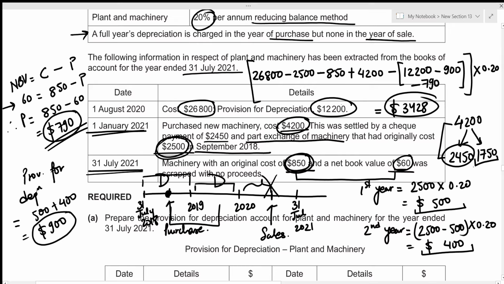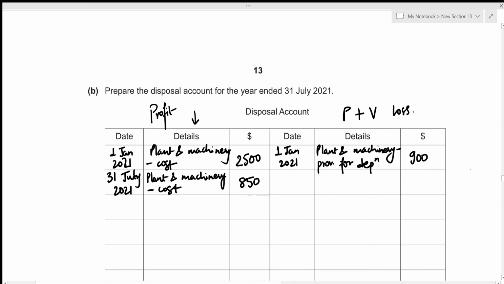So this should also be recorded on the credit side in our disposal account. Let's do that. So the date is just going to be 1st January 2021 again. And we're talking about plant and machinery. And this is the cost at which we sold it, right? In a way, part exchanged it. So it was 1,750. Now we just need to record the provision for depreciation of the asset sold on 31st July 2021.